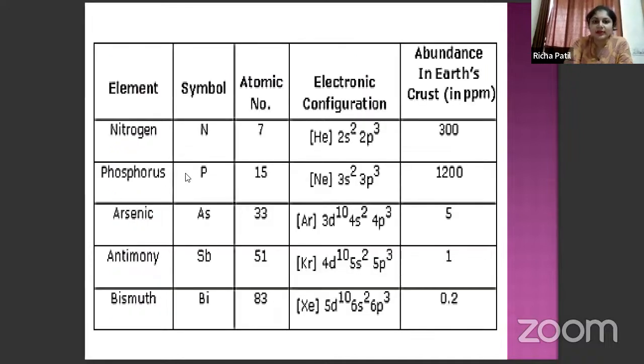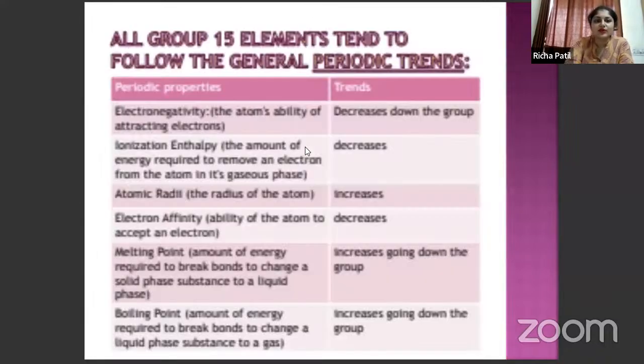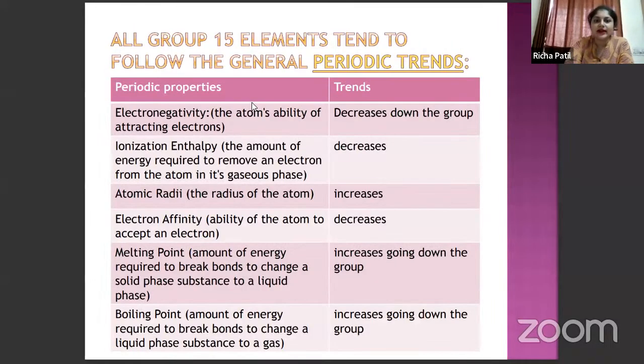So these are the elements, their symbol, the atomic number, and their electronic configuration. These are the electronic configurations of the nitrogen family elements. Okay, so we'll go for the next. What is the trend? What are the periodic trends it follows?